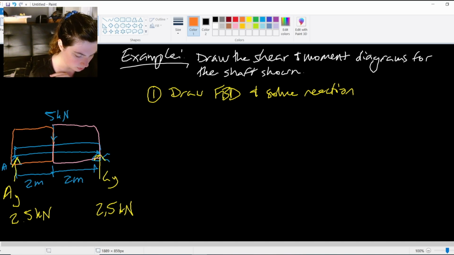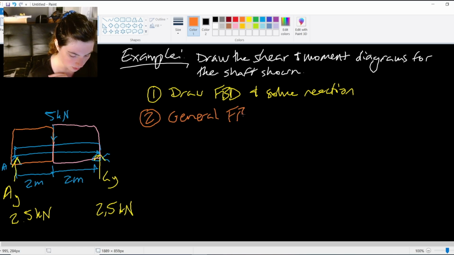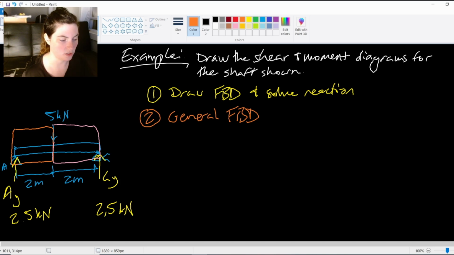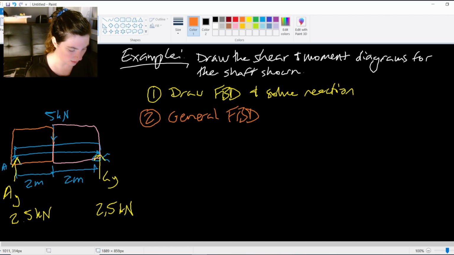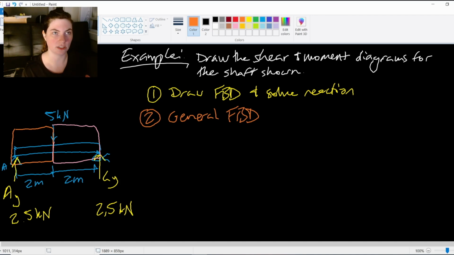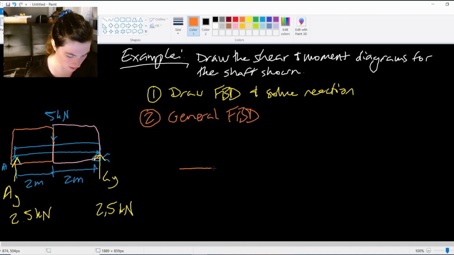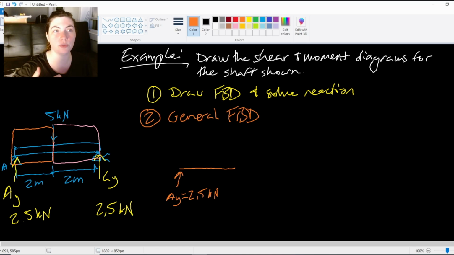And my step 2 is going to be the general free body diagram for each of these load regions. So general just meaning in terms of X, right? So if I were to take my beam here, and let's do this first section, orange section. My free body diagram would be this AY reaction. AY equals 2.5 kilonewtons. And then I'm cutting through the beam at some general point, right? At some general distance, X, I'm cutting through the beam here.